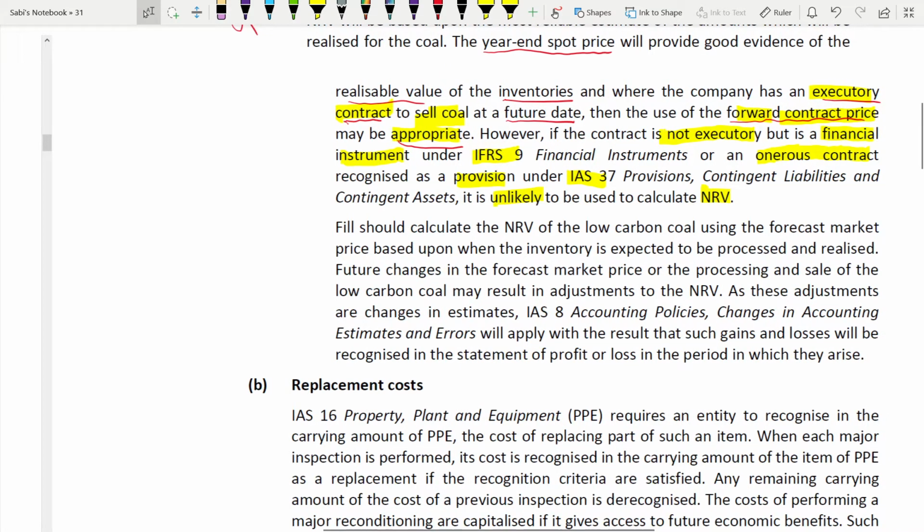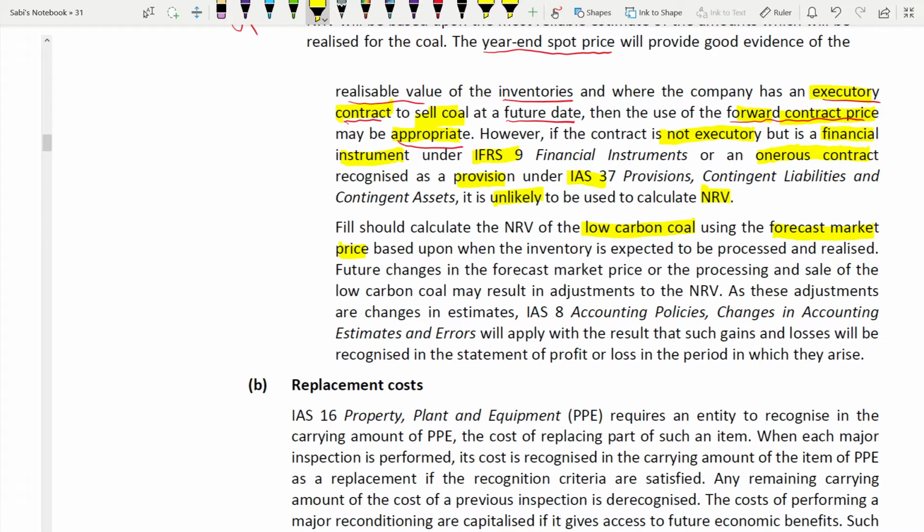Now, what's the next one? Finally, you are giving a conclusion. The last paragraph is like a conclusion: what should be the net realizable value? So Phil should calculate the net realizable value of the low carbon coal, referring to this. They didn't say what the net realizable value is, and no figures are given, so don't try to get numbers. The question is how they can calculate. You are just giving them the ways, by using the forecast market price, whatever the market price forecast is, based upon when the inventory is expected to be processed and realized.